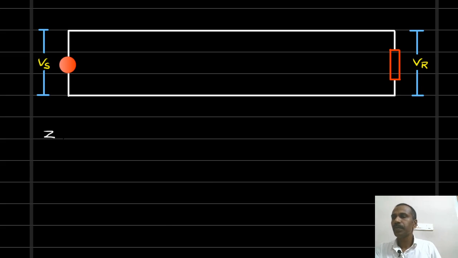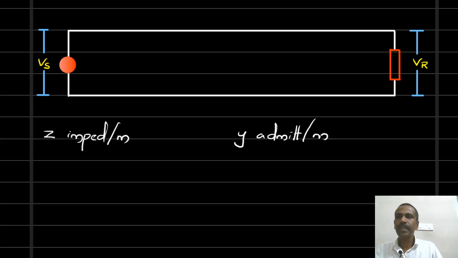And assume Z is the impedance of the transmission line per meter length. So total impedance is Z into L. And Y is the admittance per meter length. So total admittance is Y into L.